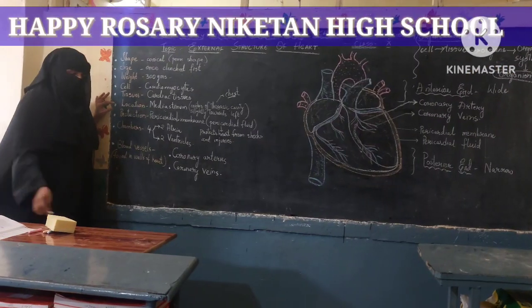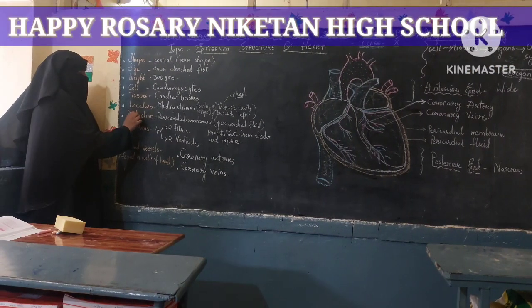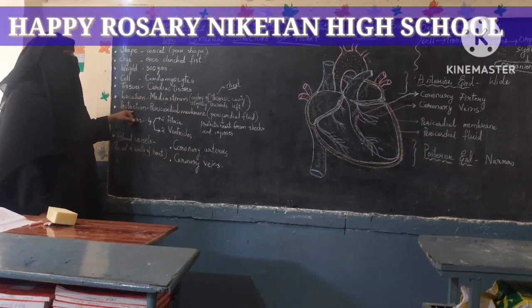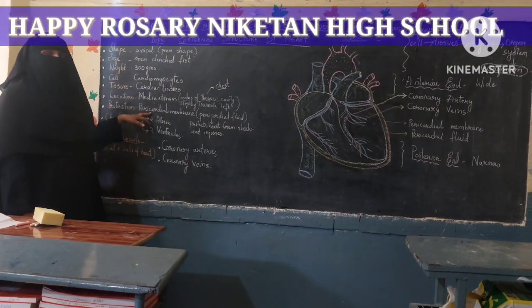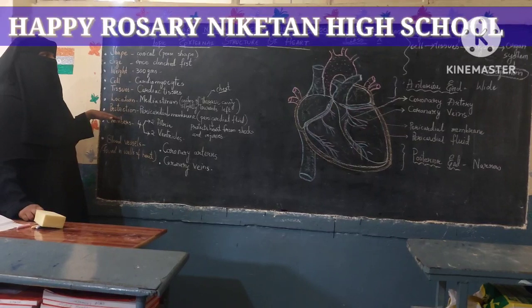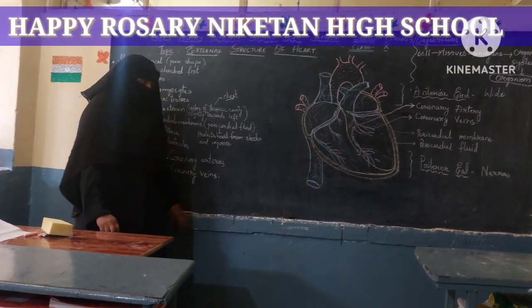Now let us talk about protection, how the heart is protected. Protection of the heart is given by the pericardial membrane. Now the question arises, why does the heart require protection?